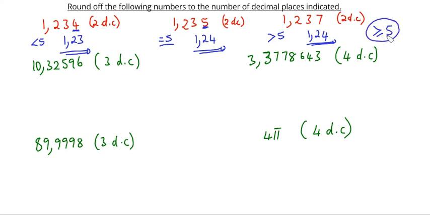So we are using 5 here. As long as it's 5 and above, we add 1. And if it's below 5, we don't change anything. Now let's try to do these questions here.